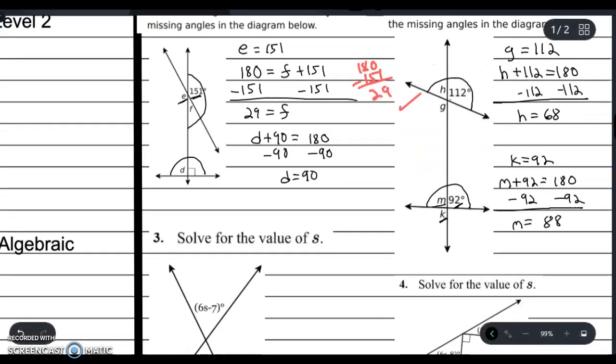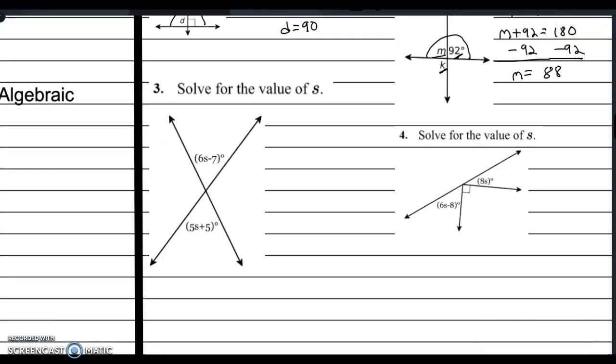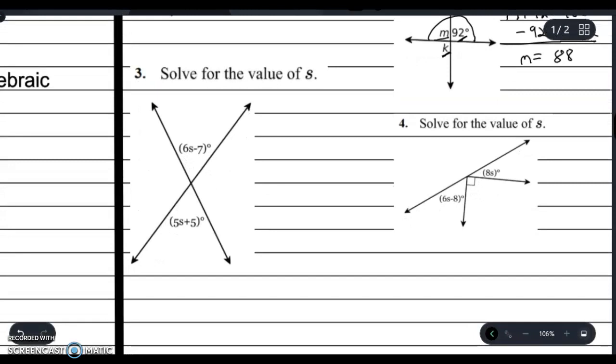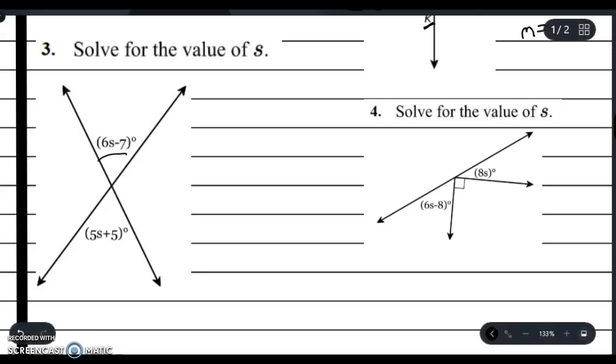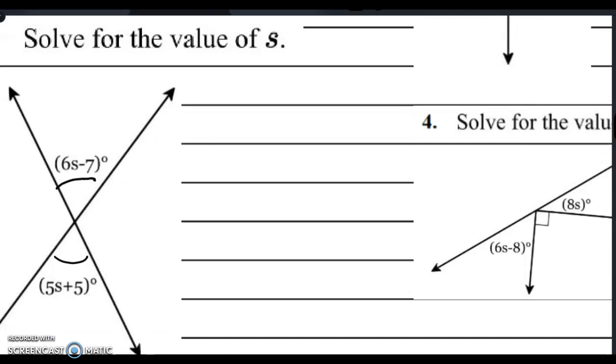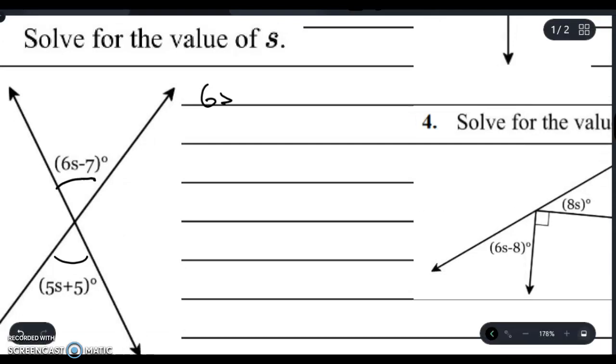All right, now let's take a look at algebraic. Okay, so here it wants us to find the value of S. Well, I can tell that this is a vertical angle. They're across from each other. So that means they're going to be equal to each other. So to solve it, we're going to set them equal to each other. We'll say 6S minus 7 is equal to 5S plus 5.